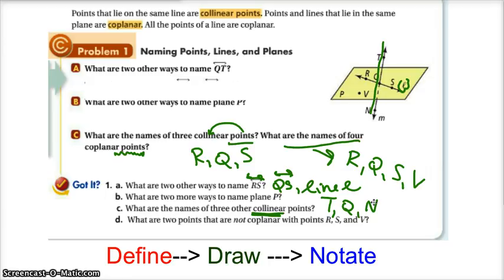Lastly, letter D, what are 2 points that are not coplanar with R, S, and V? So not coplanar. So I have a plane here, and I have R, S, and V. So what points are not on the plane? Not on the plane with those 3, T and N. M is a lowercase letter. It is not a point. This would be here only to talk about that line going through.